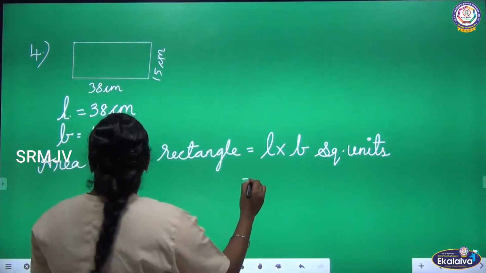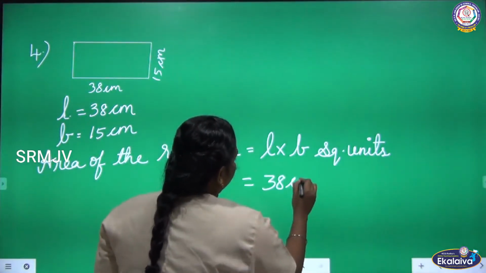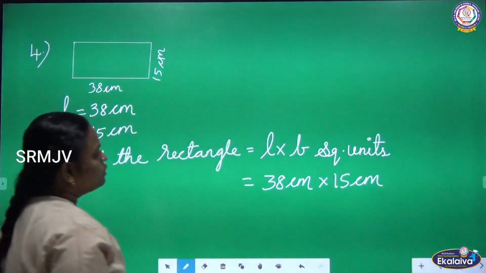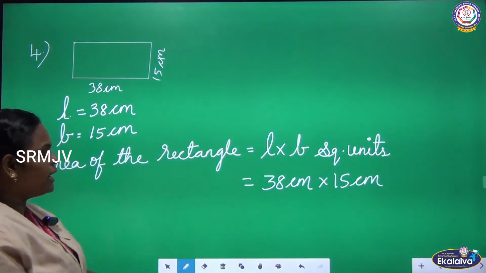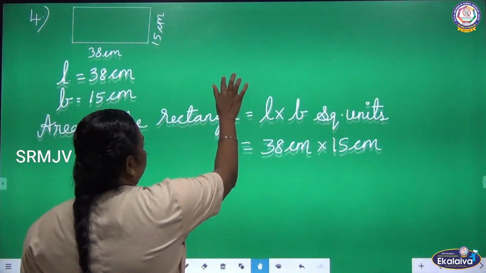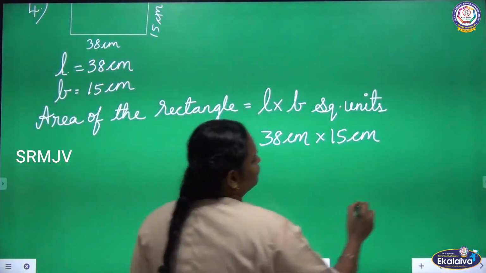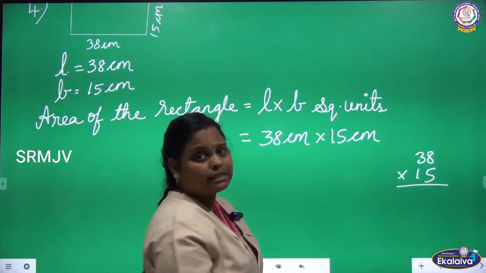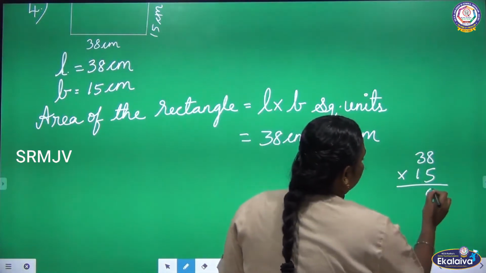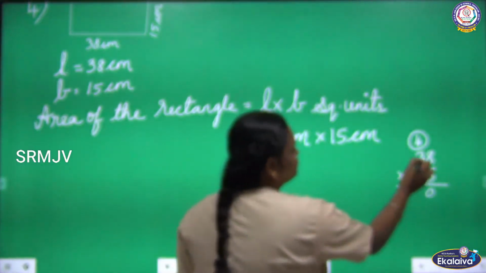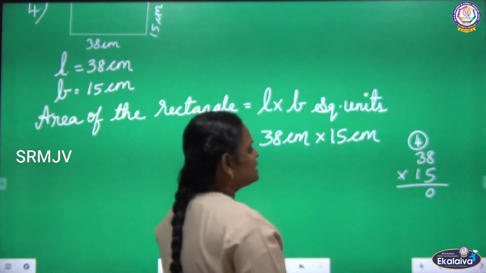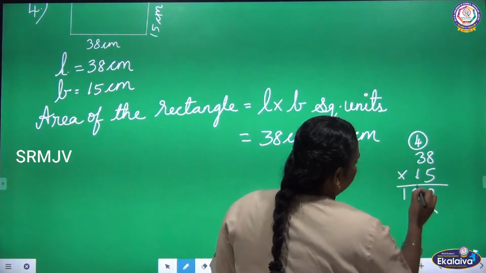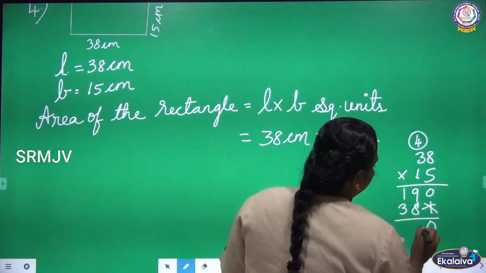So what is L, children? L is 38 centimeter. Next, breadth is 15 centimeter. So we are going to multiply 38 into 15. 5 8s are 40, so 0, 4 carry over. Next 5 3s are 15, 15 plus 4, 19. Next leave 1's place. 1 8 is 8, 1 3 is 3. So 0, 17.